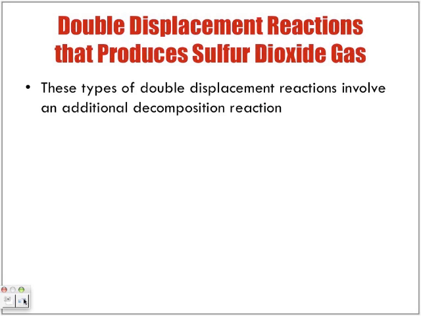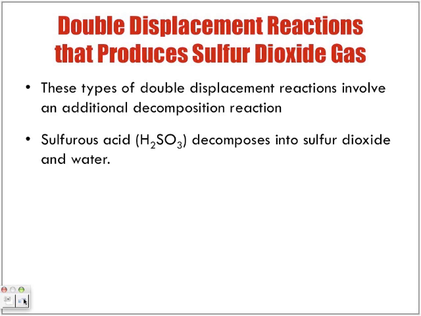Double displacement reactions that produce sulfur dioxide gas. These types of double displacement reactions involve an additional decomposition reaction. So we've got sulfurous acid decomposes into sulfur dioxide and water. So H2SO3, when you see it in the product of your double displacement reaction, it will further break down. So if you see it as one of the products, make sure you know to take that further step.